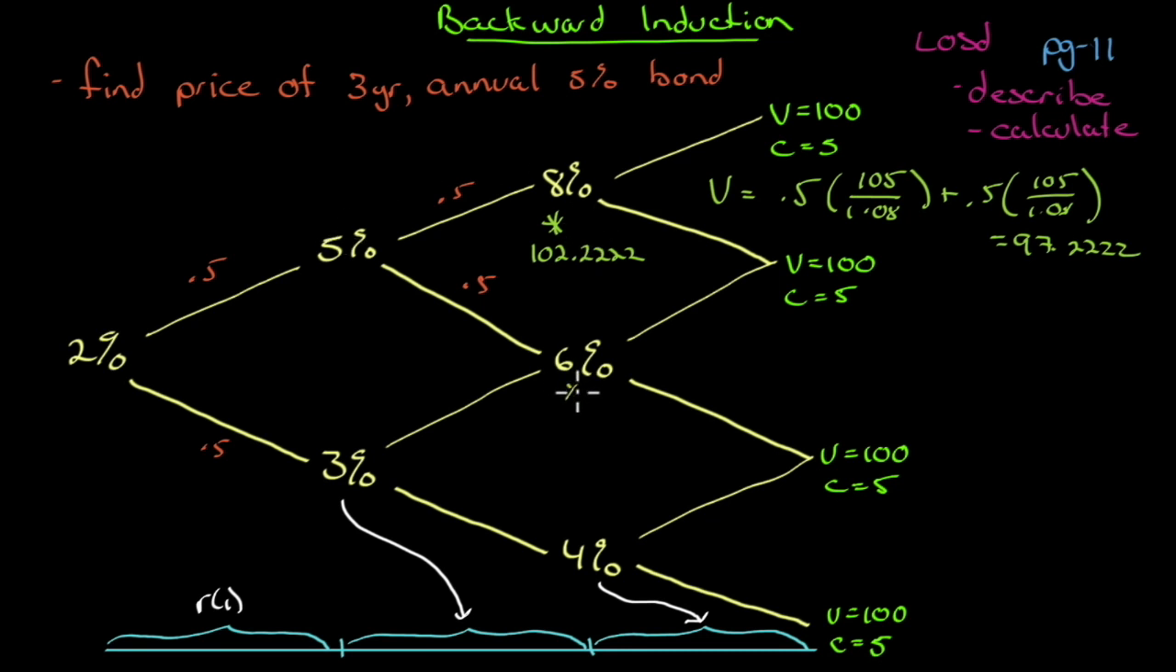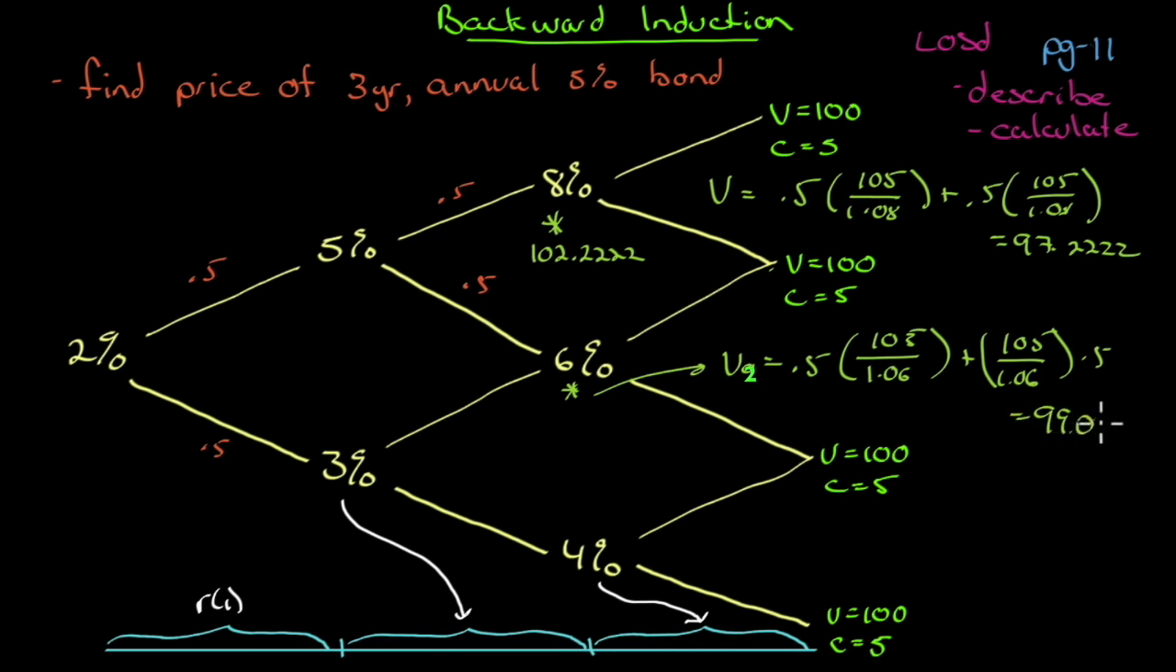So how do we find the value here? V0 equals 0.5 times 105 over 1.06, plus 0.5 times 105 over 1.06, and we will get 99.0566. Bring it back to here, but we add the payment on, which brings it to 104.0566. That's what we're going to bring back.